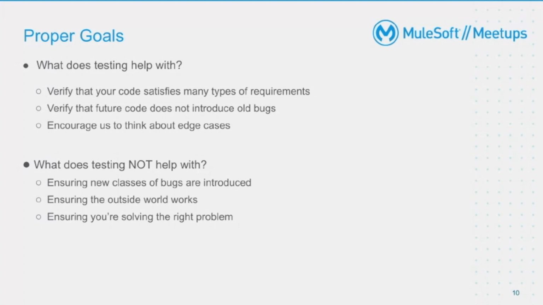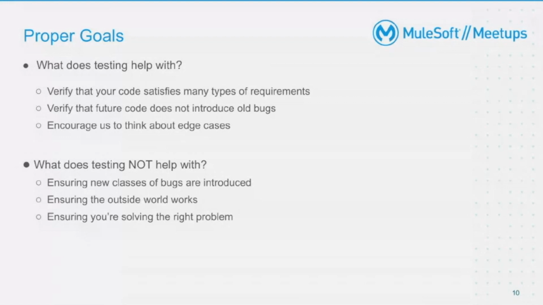You can verify that future code doesn't introduce the same old bugs that you've already tested for. So for example, if you have an assertion that passing 0 to a divider should fail, then even if you change what you're dividing, even if you change what you're doing with the response afterward, if you still have the check that you cannot pass 0 to the divider, then you can be sure that you don't introduce that same bug.